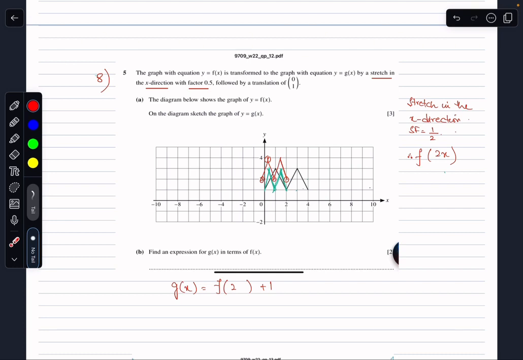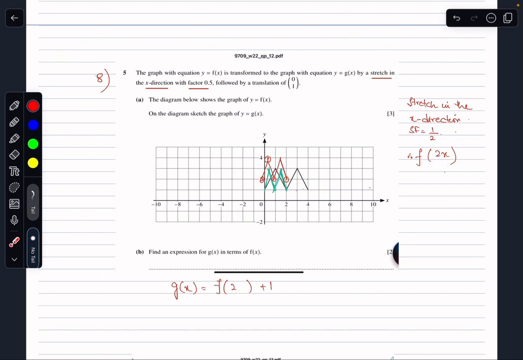So the graph with equation, now this question is from winter 2022 variant 2 and this is question number 5. The graph with equation y equals f(x) is transformed to the graph with equation y equals g(x) by a stretch in the x direction with scale factor 0.5. So the scale factor is 0.5. That means stretch in the x direction, scale factor 0.5 or 1 by 2. Therefore, I know that whatever the function is has to get multiplied by x. For all the x values, they need to get multiplied by 2 here. So this is what it means when we say it's the stretch in the x direction.